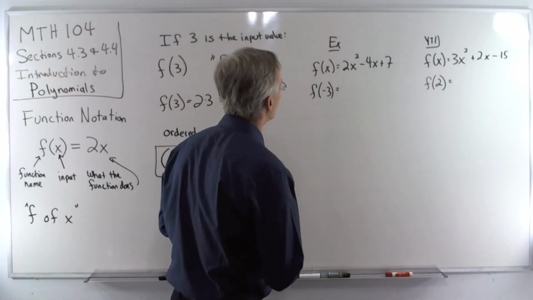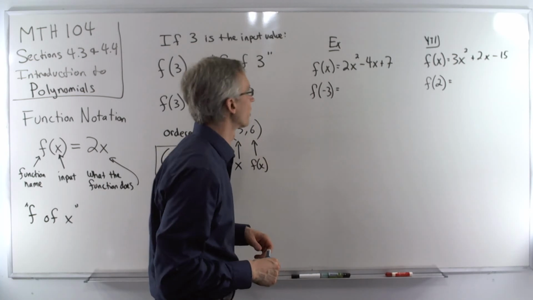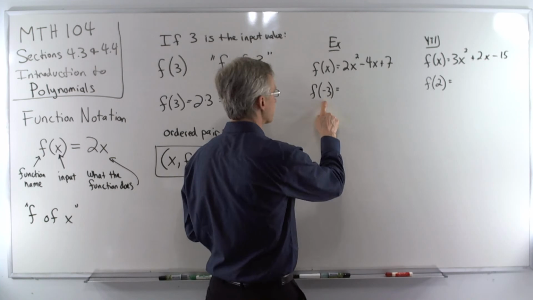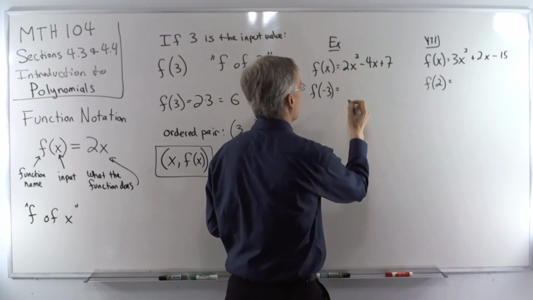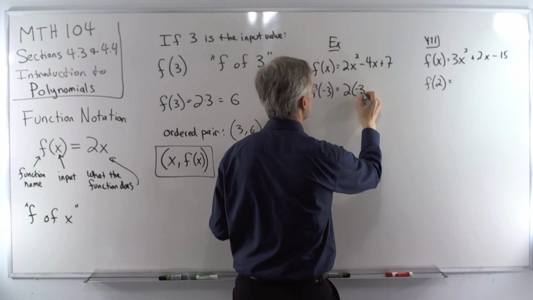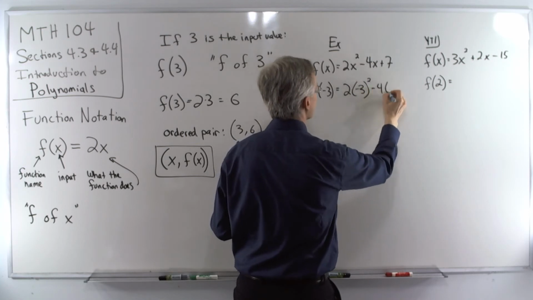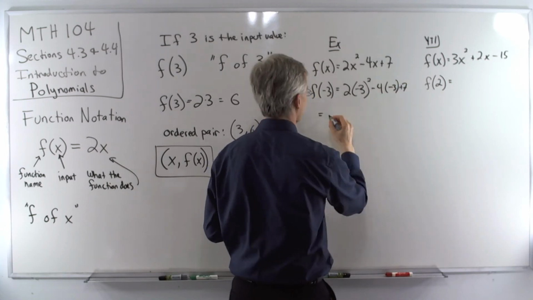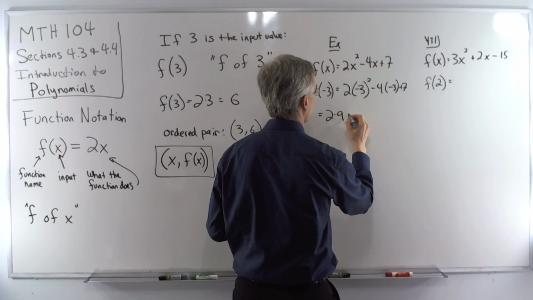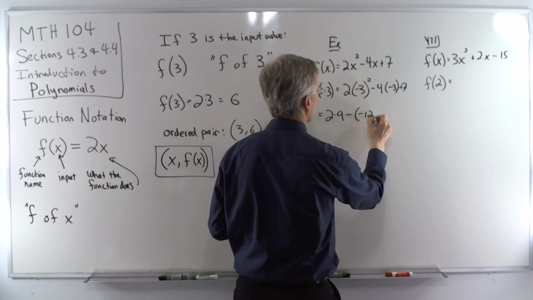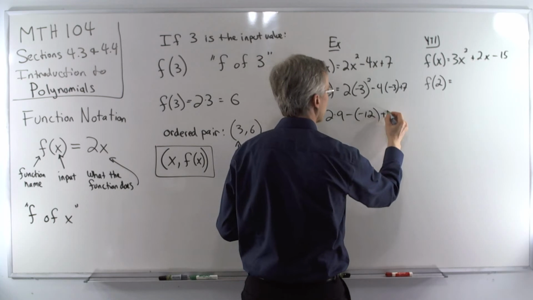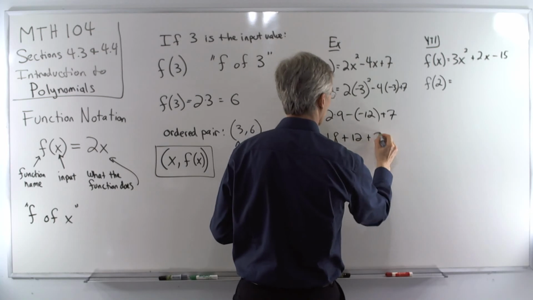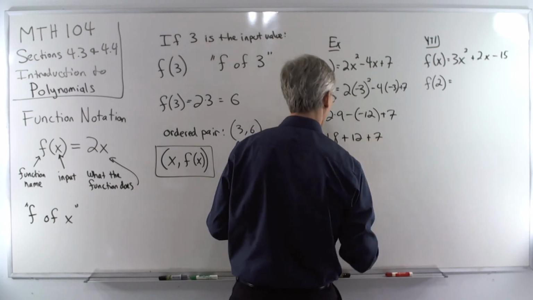First example, we've got f of x defined to be 2x squared minus 4x plus 7. And we want to find f of negative 3. So we're going to take this negative 3 and plug it in for every x. So we get 2 times negative 3 squared minus 4 times negative 3 plus 7. And that gives us 2 times 9 minus negative 12 plus 7, or 37.